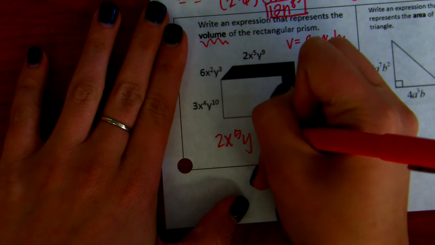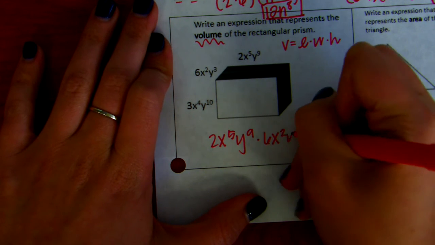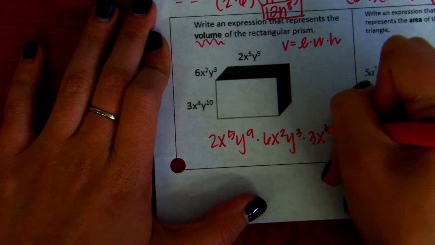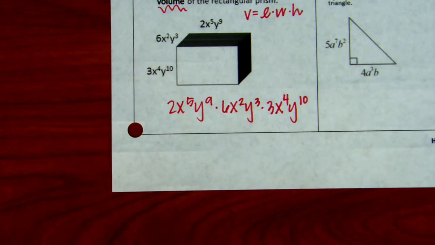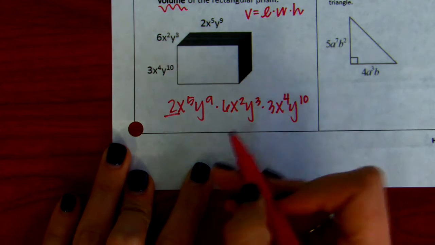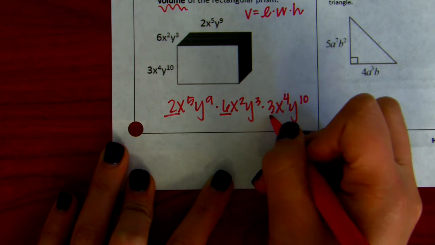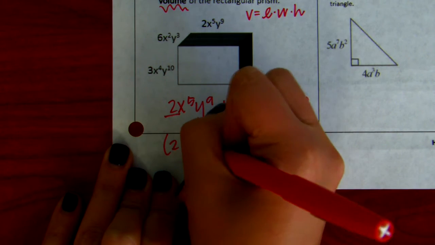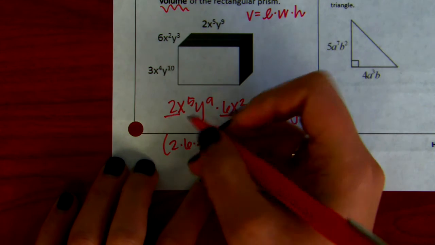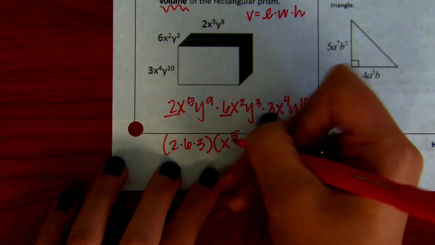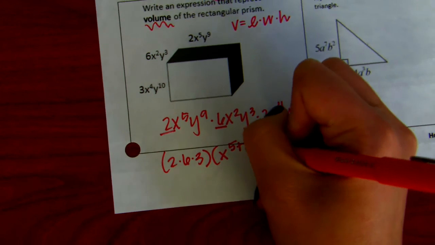Close. Times my width times my height. It's exactly what we've been doing. What are my coefficients? 2, 6, not the x, just the number. The 2, the 6, and the 3. 2 times 6 times 3. Those are my coefficients. What are my like bases with x? I have x to the 5th power plus, what is another exponent with the x? 2. And 4. Good.